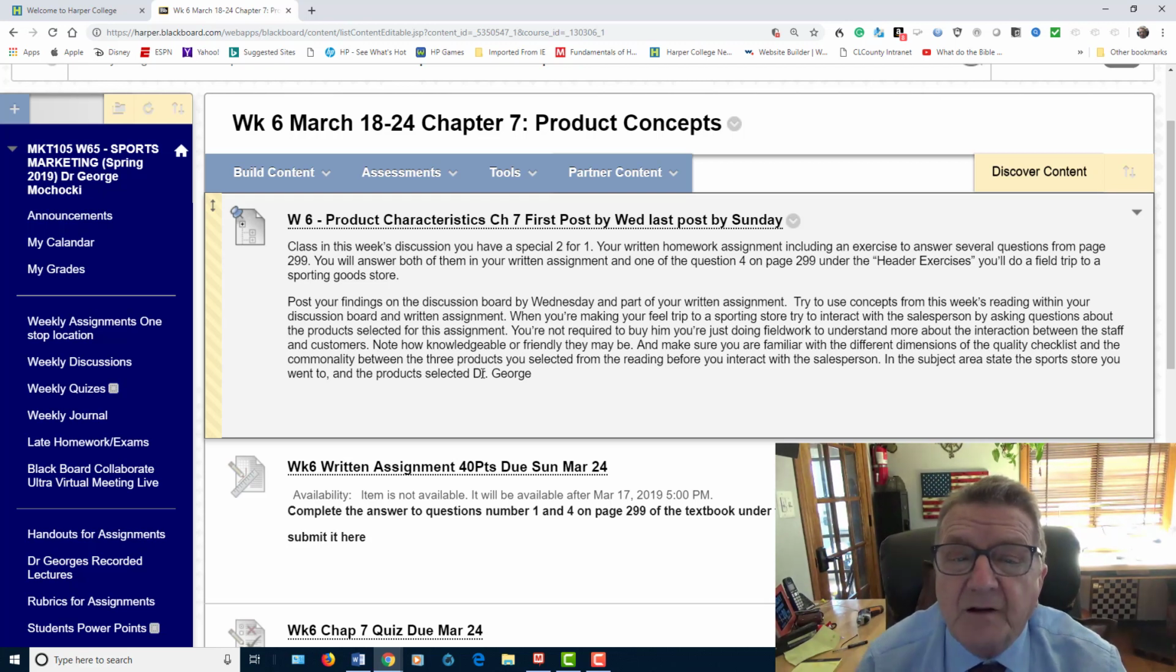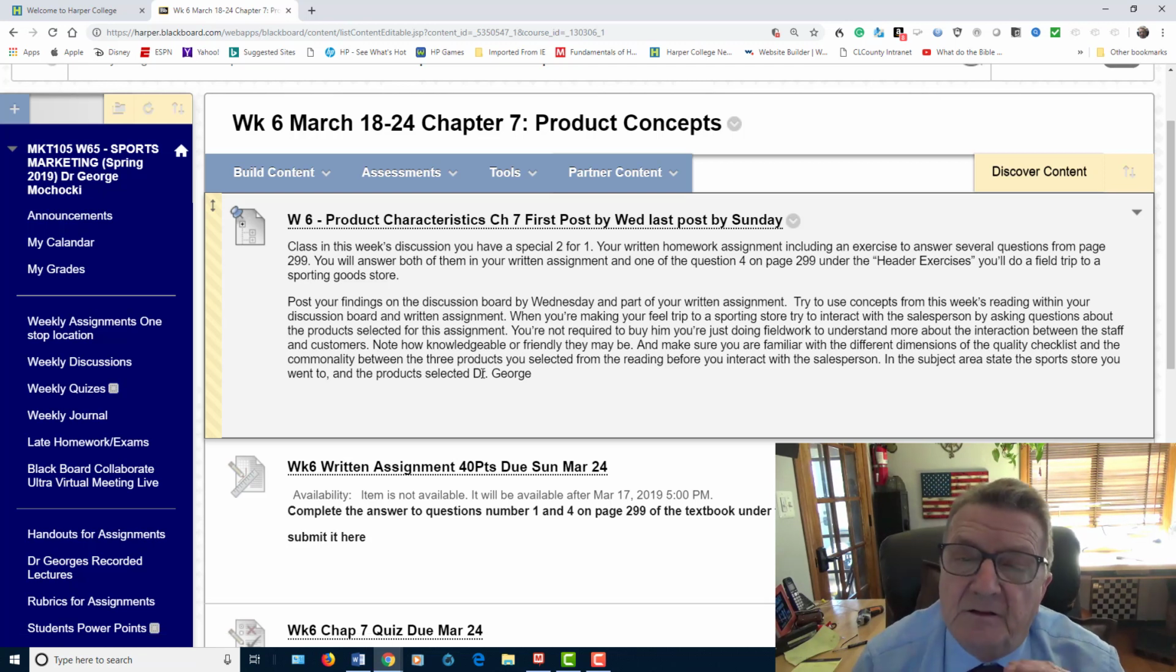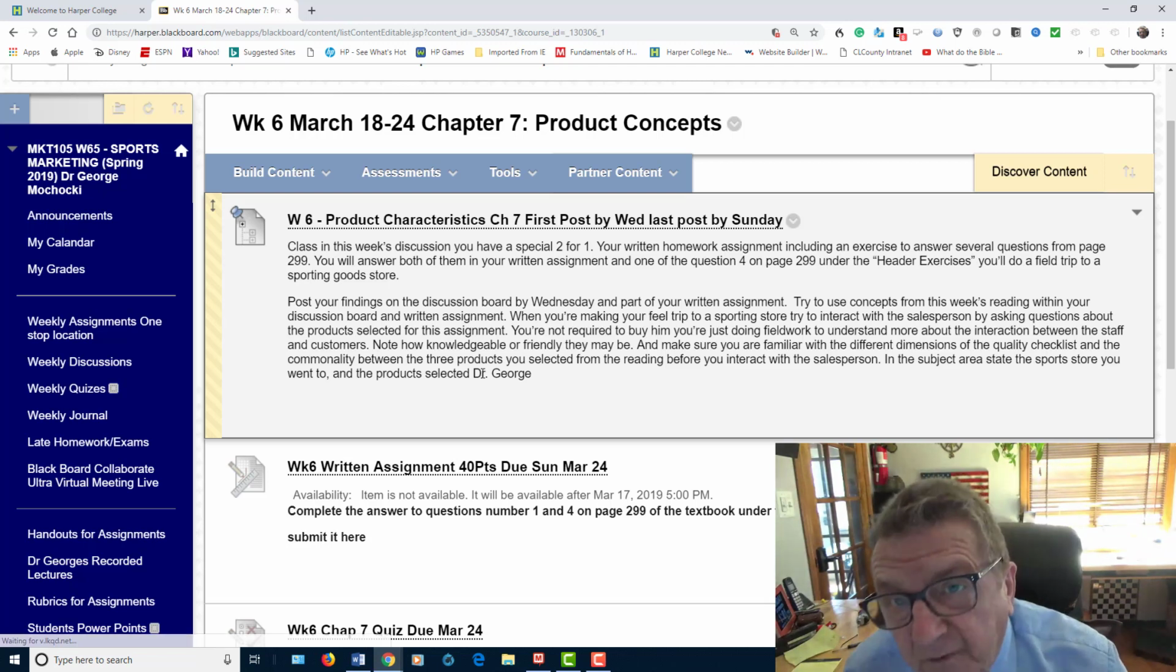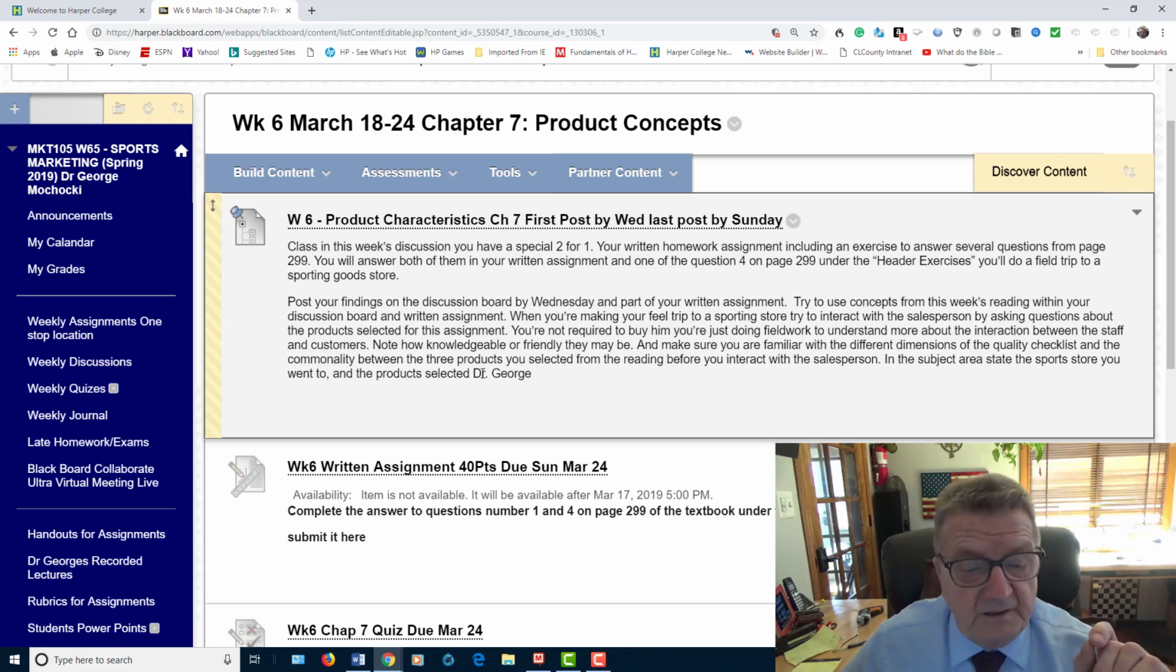Because remember, a lot of the products are made for different levels. They're made for the supermarket. They're made for the smaller stores. They're made for the professionals. They're made for the semi-professionals. So they have different levels, still underneath the same brand name. All right, so we've got that.